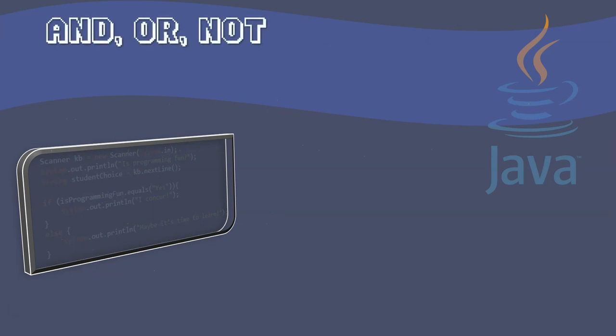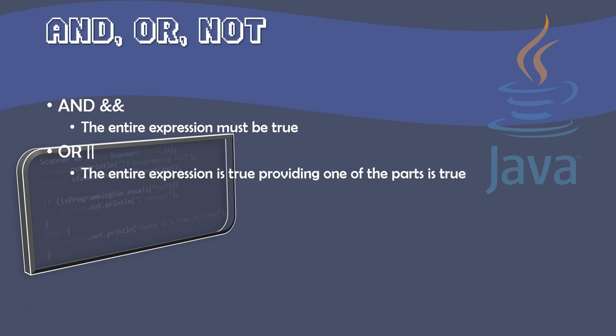Now, with these three expressions, they all have different meanings. And let's actually take a moment to talk about what these meanings are. So with an AND expression, the entire expression has to be true. And we'll look at this with some examples in a minute. With an OR expression, the entire expression is true, providing at least one of the parts is true. So whether you have two things you're comparing, three things, four things, if at least one of those parts is true, the whole thing is true. Whereas with the AND, it's the opposite. If any of those conditions are false, the whole thing will be false.